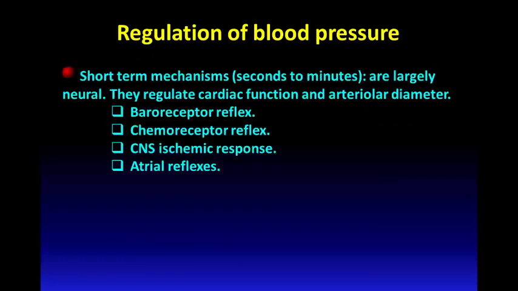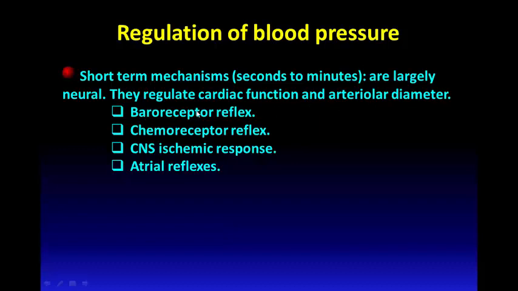How is blood pressure regulated? There are short-term mechanisms which act within seconds to minutes to regulate blood pressure, and these mechanisms are largely neural, and they regulate cardiac function and arterial diameter. So they regulate the heart rate and the force of left ventricular contraction. So they control and regulate the cardiac output, and they regulate the arteriolar diameter. So they regulate the resistance, because again, the main determinants of the blood pressure, as we mentioned earlier in the lectures, are the cardiac output and the peripheral resistance. Mean blood pressure is equivalent to the cardiac output multiplied by the total peripheral resistance.